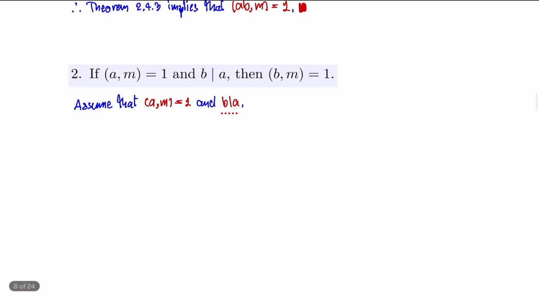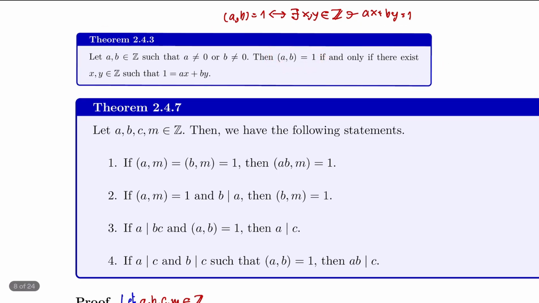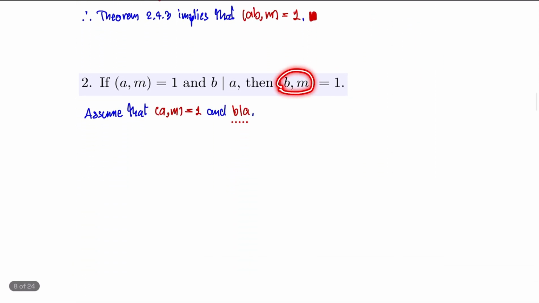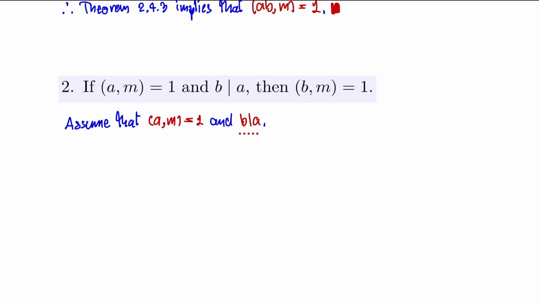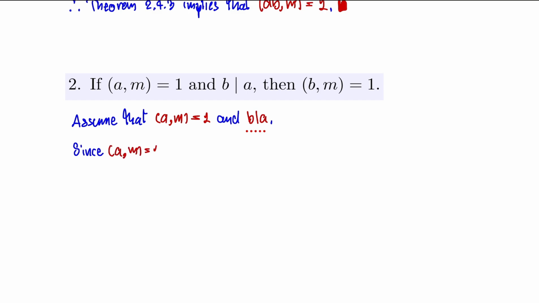So I think we have to use this theorem again. This is the theorem for the greatest common divisor being 1, right? So now, let's have this b and m. I think we should start with these 2 assumptions. I want to start with the greatest common divisor of a and m being 1. So since the greatest common divisor of a and m is 1, we can use theorem 2.4.3.